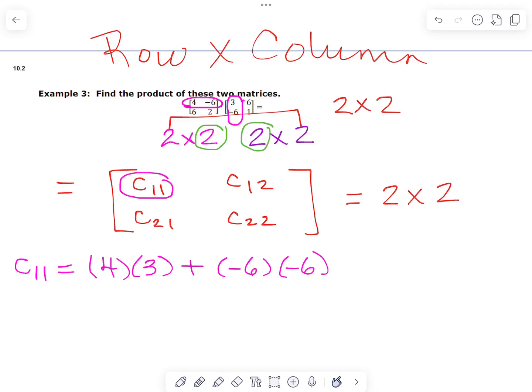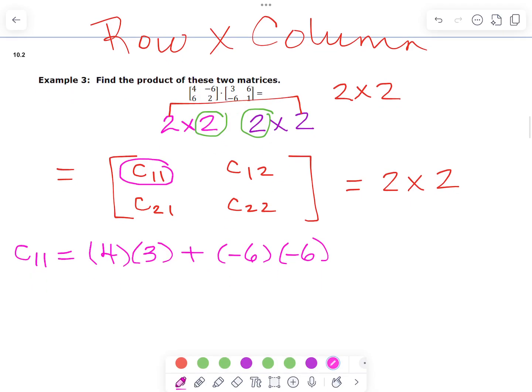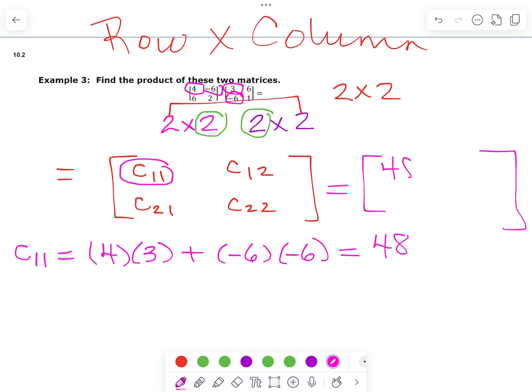So again, I'm just going to erase this stuff here so you can see what I'm doing. You're multiplying the first element to the first element, and then the second element to the second element. And then we simplify that number. We can just use our calculator, and we're going to get 48. So this will give us the value of C11, 48.